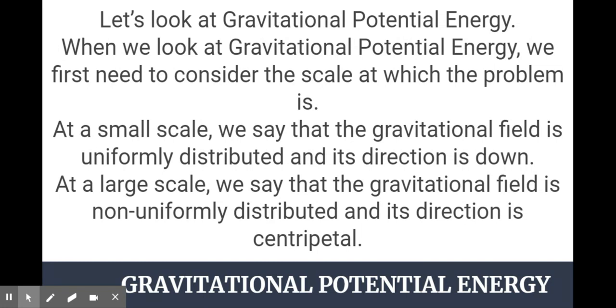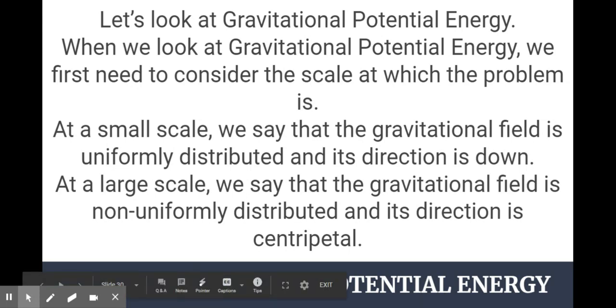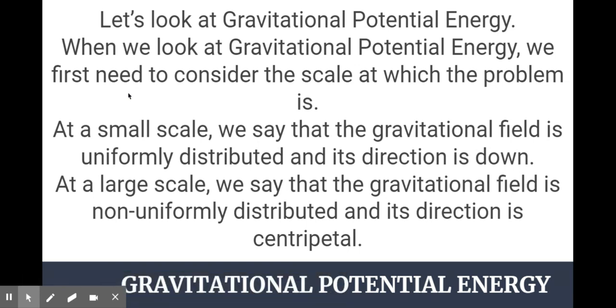All right, gravitational potential energy. Before we can launch into this, we need to consider the scale that we're dealing with, because there's actually 2 possibilities for gravitational potential energy. At a small scale, we're going to say that our gravitational field, which we've already talked about in a different video, is uniformly distributed. Its direction is down. This would be just everyday kind of stuff. We always say that gravity, the force of gravity, the acceleration due to gravity is down. We're looking at a small scale. The field is the same at all different points.